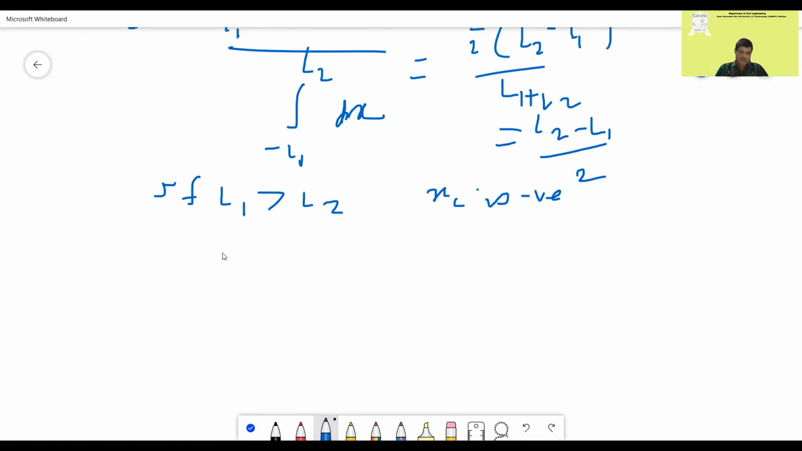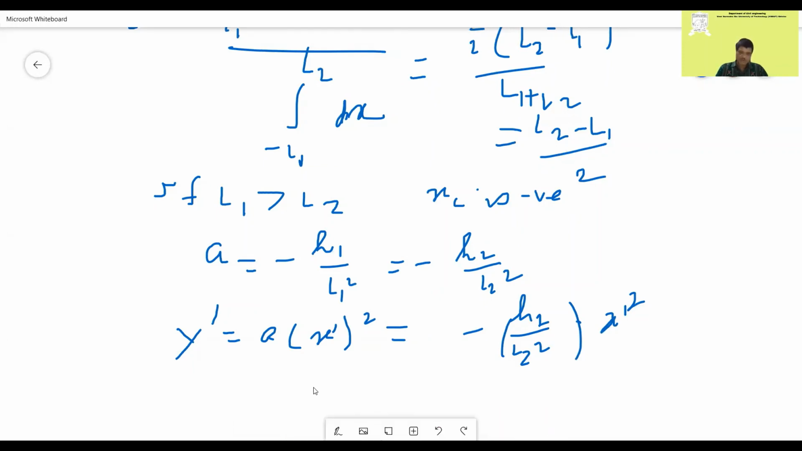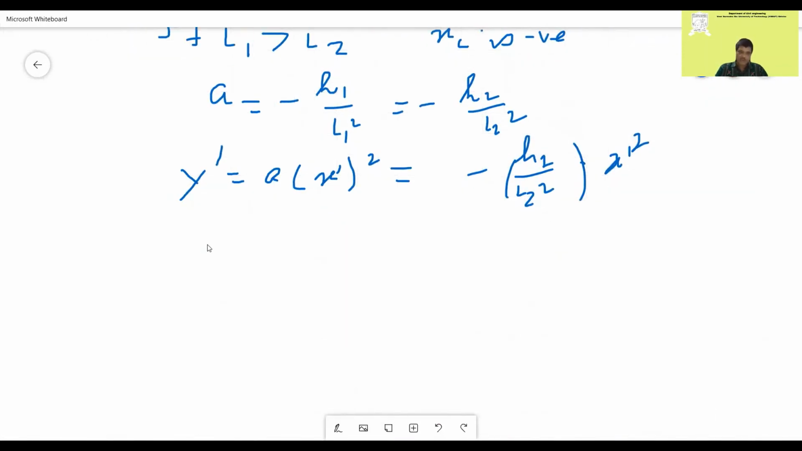Now what is A? A is equal to minus H1 by L1 square, that is equal to minus H2 by L2 square. Now what is your y dash? Y dash will be equal to A x dash square. That can be obtained by putting the values: minus H2 by L2 square into x dash square. So you can find out YC now, and from these relationships you can find the value of YC.